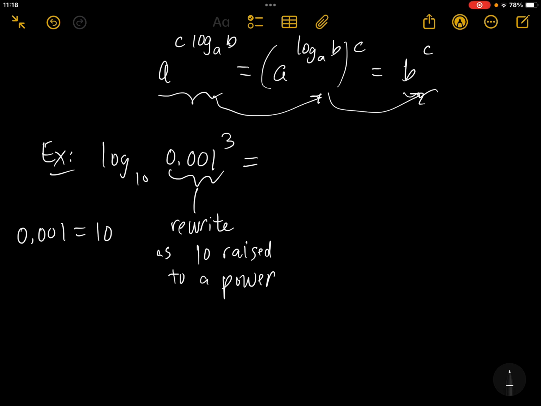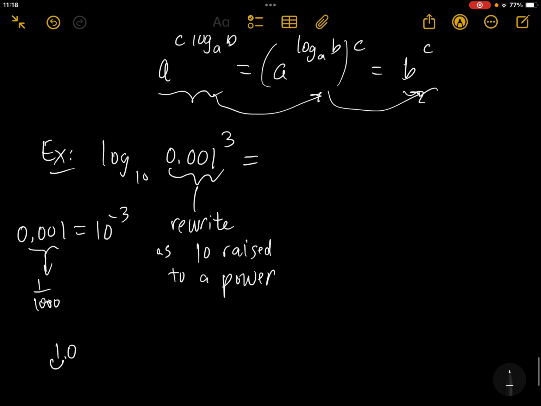Let's see. Isn't it negative 3? Because 0.001 is 1 over 1,000, right? So it's 10 to negative 3. Or you could say that if you start off with 1.0, you have to move the decimal point 3 places to the left, and then get 10 to negative 3. But I think it's easier to convert to a fraction, because then you can be more sure that it's correct. So anyway, 10 to negative 3, and then I have that cubed, right?